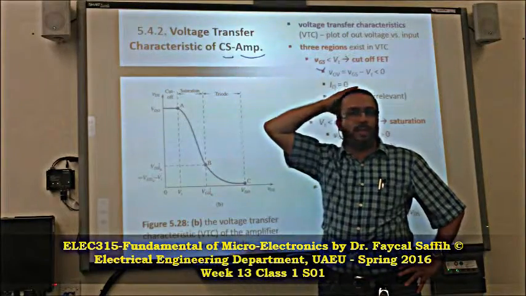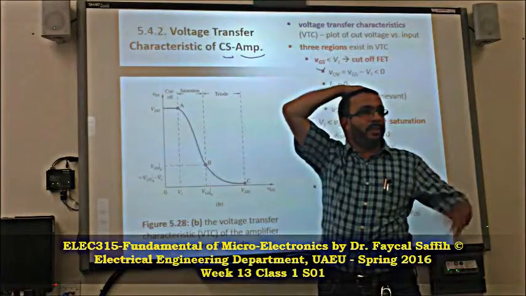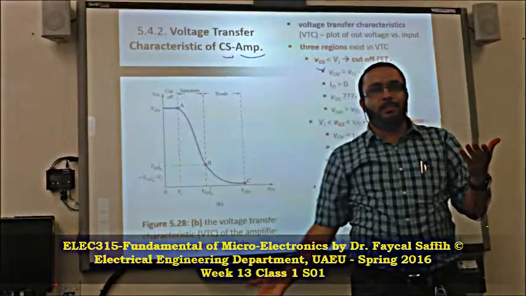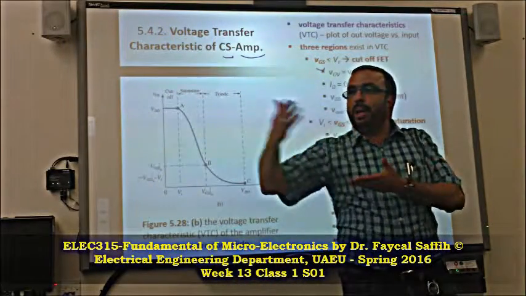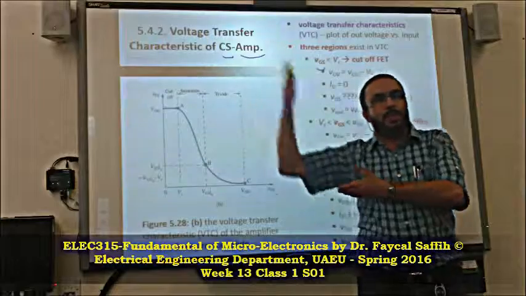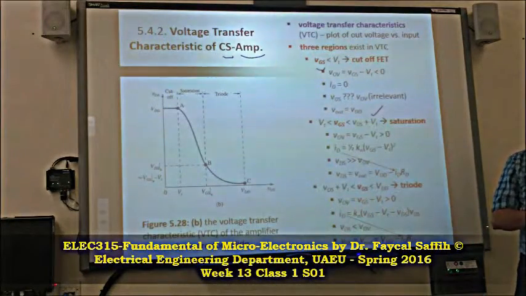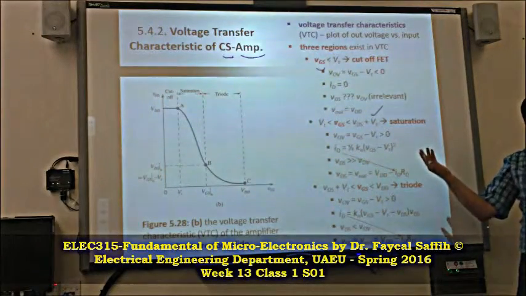if VGS is less than VT, what happens? Do we have a current? We don't have any current. If we don't have any current, the output is equal to what? VDD. That's it, VDD minus ID times RD, and ID is 0. That's it. We have no current, no business.